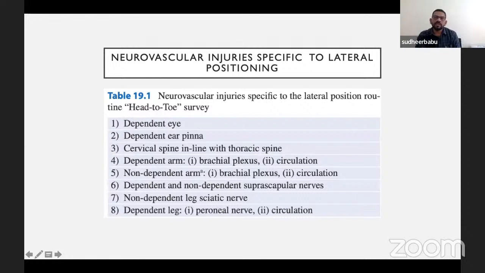Yes, while positioning, you have to make sure that proper padding is done, for both the dependent and non-dependent upper arms and lower limbs. Along with that, you should take care of the eye and ear, and the axilla. Wherever there is a possibility of nerve injury, you have to take care of that.